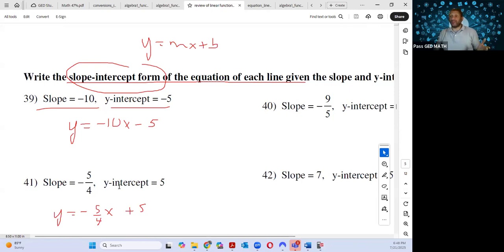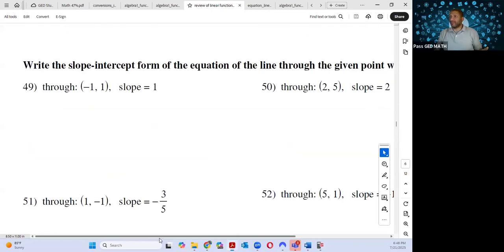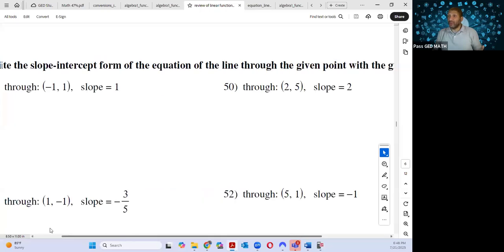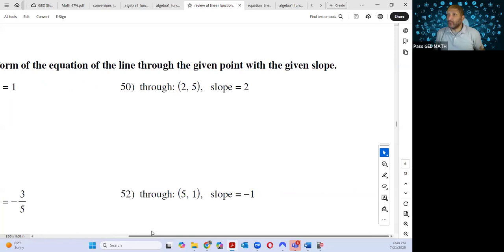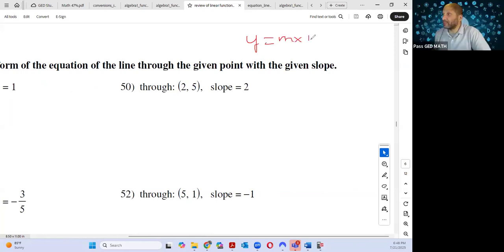All of these concepts are related. Watch this. Let's try this one. Look what the question says. Write the slope-intercept form of the equation of the line through the given point with the given slope. Given slope. So, slope-intercept form is y equals mx plus b.